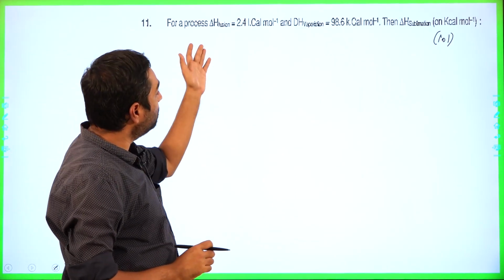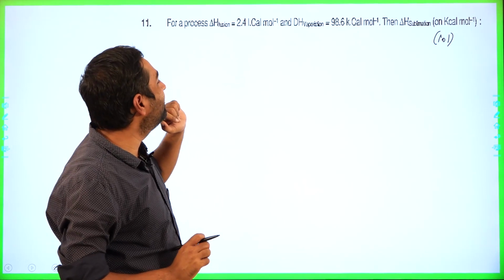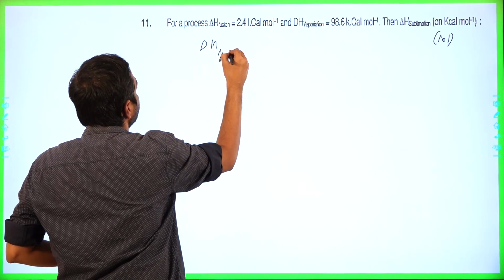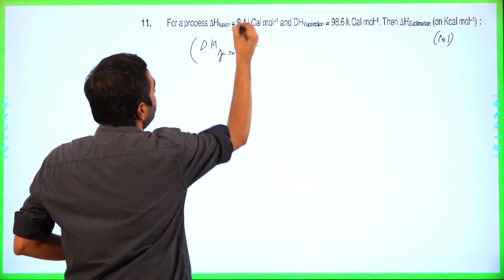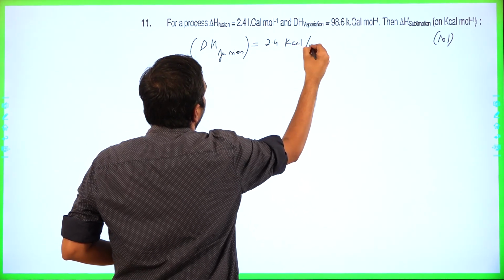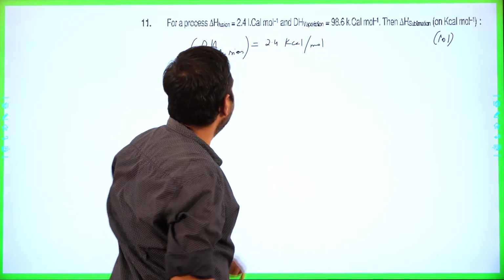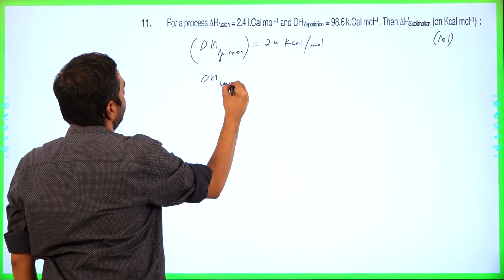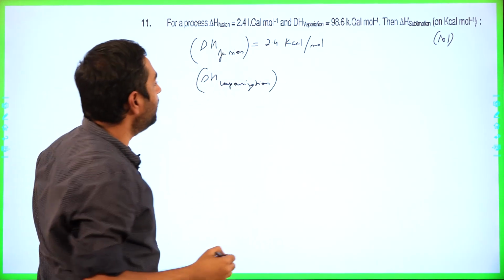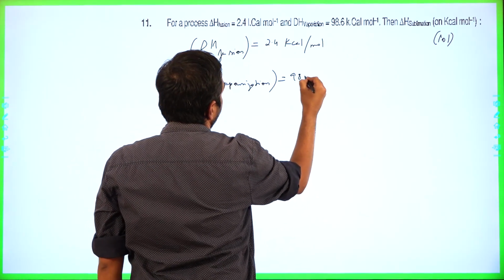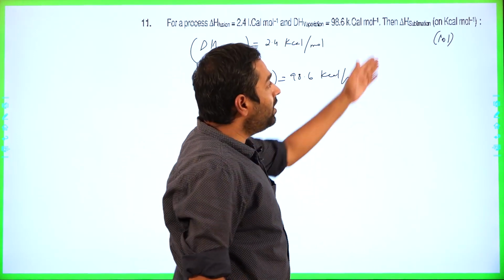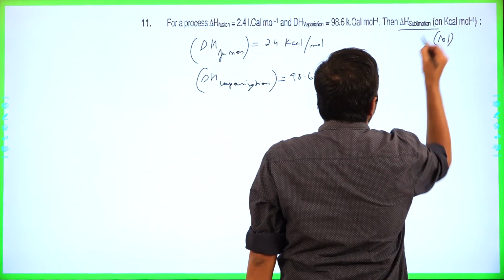For a process, okay, it is very badly copied and pasted over here. Let me just explain the data first. So, enthalpy of fusion has been given as 2.4, of course, I am guessing kilocalories per mole. And the other data given is the enthalpy of vaporization, which has been given as 98.6, of course kilocalories per mole. Very easy question though. They are asking us what is the enthalpy of sublimation.